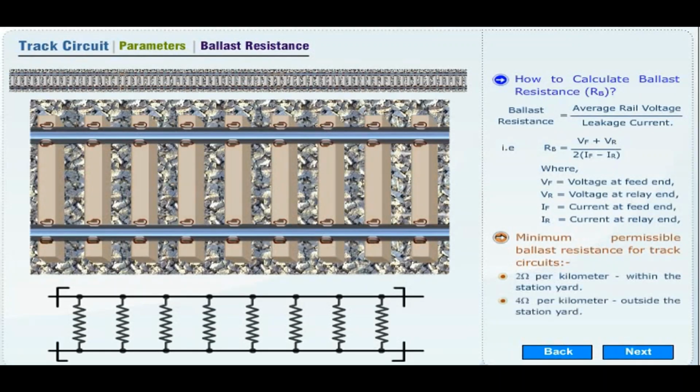How to calculate ballast resistance? Ballast resistance is equal to average rail voltage divided by leakage current. Minimum permissible ballast resistance for track circuits is 2 ohm per kilometer within the station yard, and 4 ohm per kilometer outside the station yard.